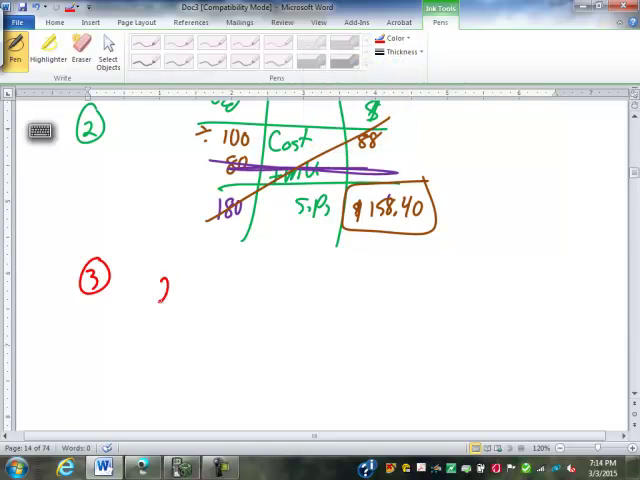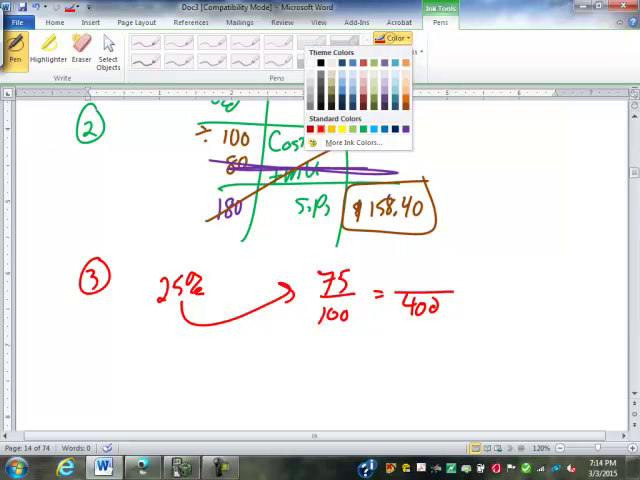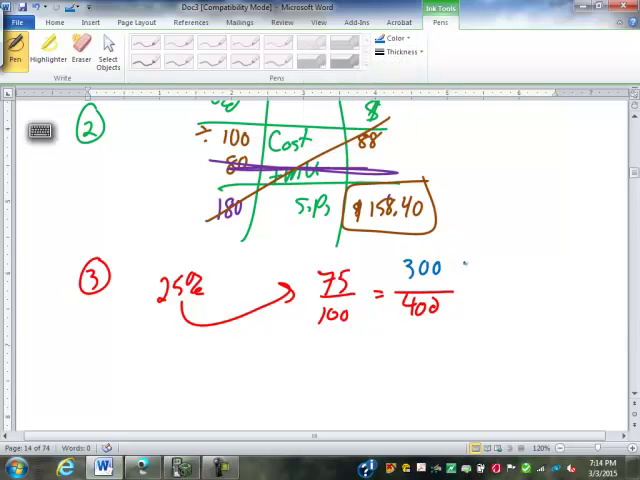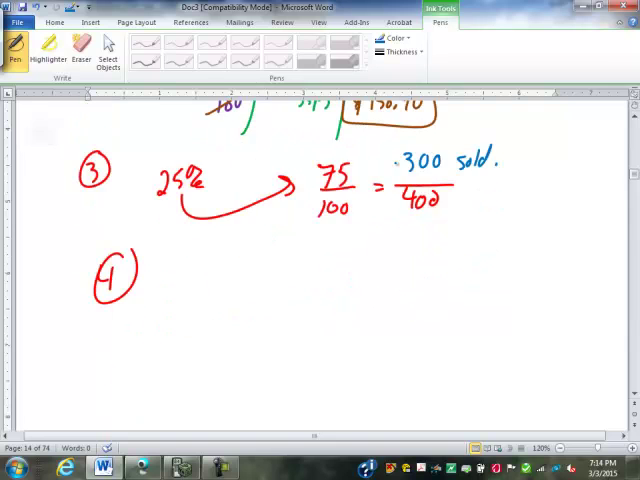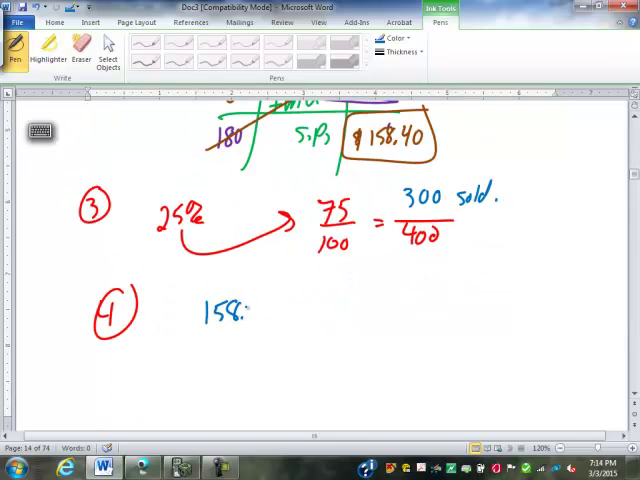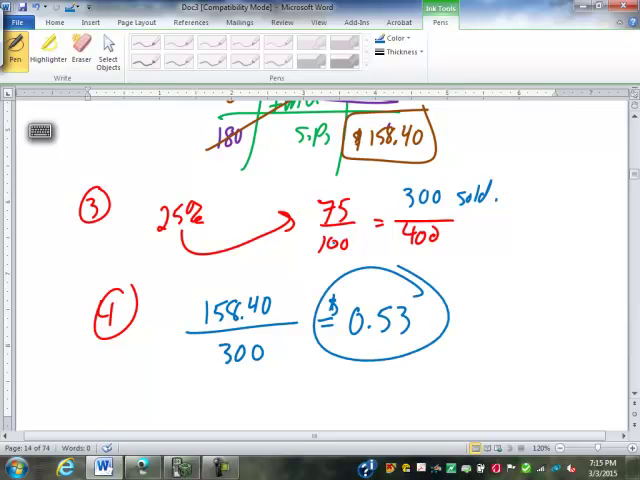Okay. 25% spoil or eaten. So we're looking for 75% of the 400. Now we could also just do 0.75 times 400, which is going to give us 300 sold. And then we find our final selling price, $158.40, divided by 300, gives us 0.53. Yeah, you're correct. 53 cents.